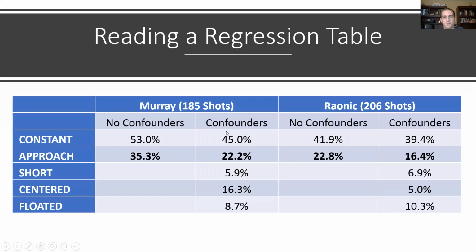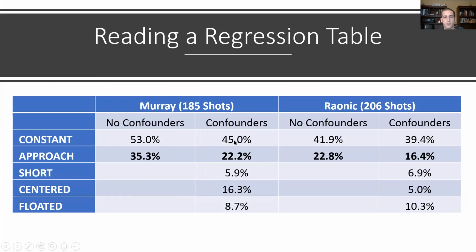Because if you look here, this 45% number. If you remember, the definition of constant is just the player's win probability when none of the other variables in the regression are true. So this 45% number is Murray's win probability when he doesn't approach, so when approach is not true, and when the incoming ball is not short, and when the incoming ball is not centered, and when the incoming ball is not floated. So this 45% number is Murray's win probability when he stays back and the incoming ball is neither short nor centered nor floated.